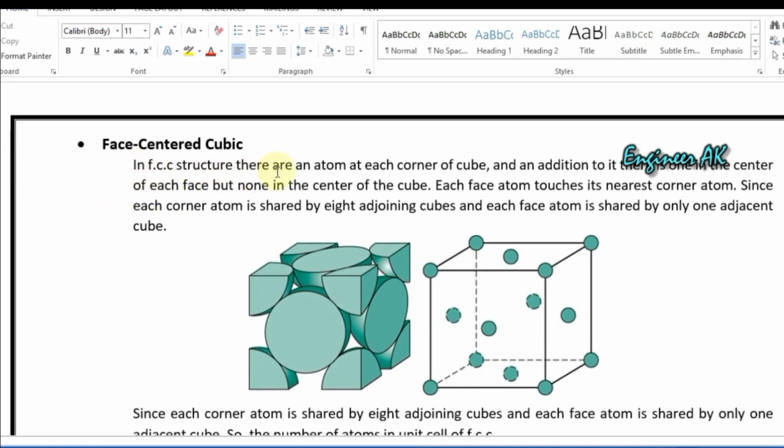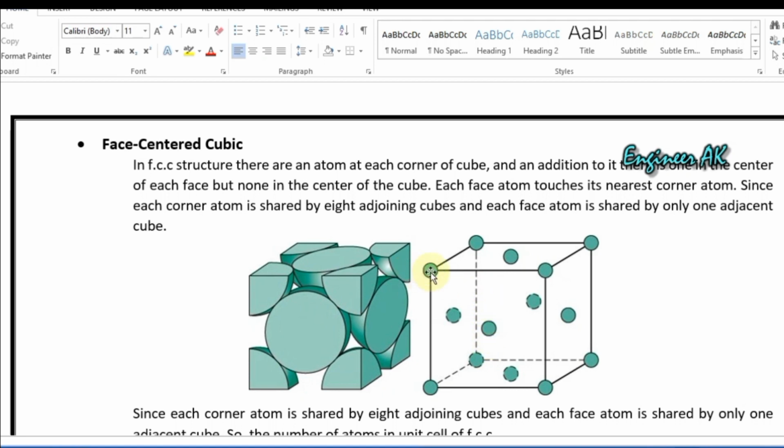In an FCC structure, there is an atom at each corner of the cube, and in addition to it there is one in the center of each face, but none in the center of the cube. So at each corner of the cube we have atoms that are shared by other cubes as well, but in addition there is one at the center of each face. In FCC there is no atom at the center, but there are atoms at the faces.